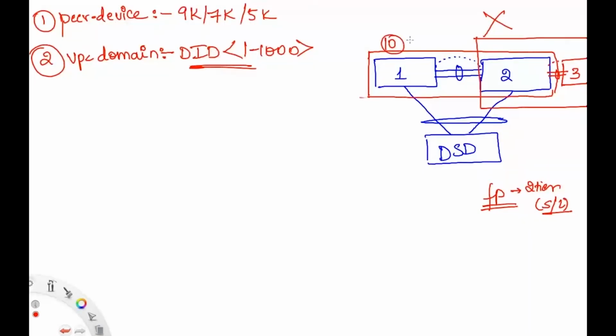Let's say the VPC domain was 10. It's already in a VPC domain with peer device 1. Now you cannot attach peer device 2 to another peer device and have a VPC domain configured over here as well. This is not supported. So please make note: whether it is one or two, if these peer devices are already a part of one VPC domain, they cannot be a part of multiple VPC domains.